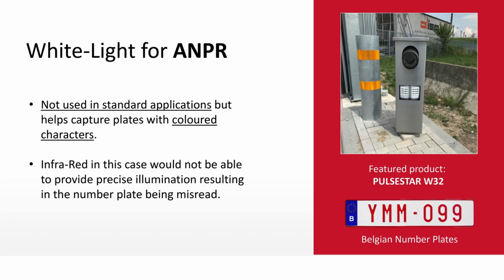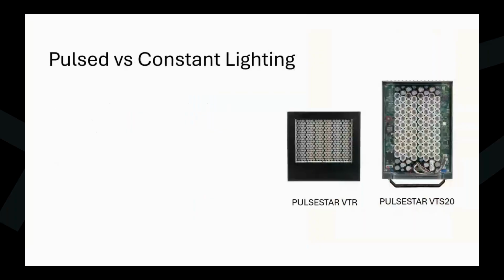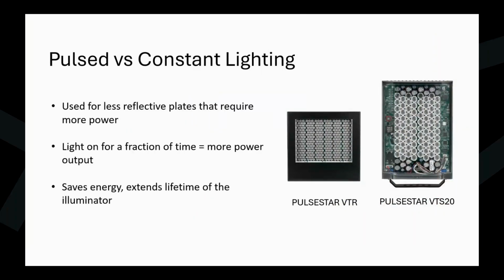So the next thing, once you've decided on the type of wavelength of products that you're using, you can then start to think about whether or not you want a pulse product or a constant output product. Now, historically, and still for a number of applications, we will use constant output products. Quite often it is the case that they will emit a sufficient level of power in order to achieve the desired requirements.